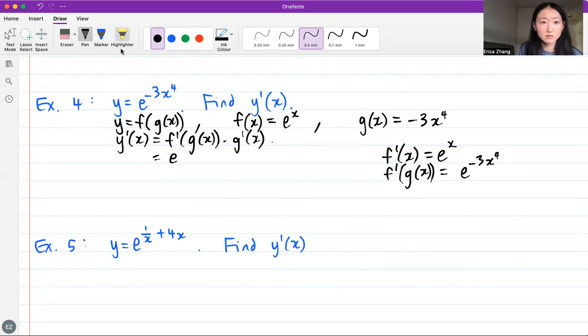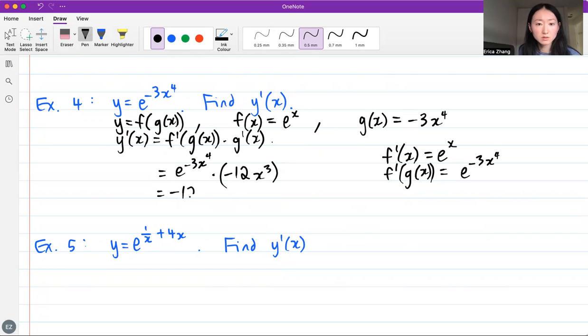Okay, so e to the power of -3 times x to the power of 4. Now the second part, g prime of x, well, we just apply the power rule. So -3 times 4 is -12. And now we have x to the power of 4 minus 1, which is 3. So just tidying this up a little, 12 times x cubed times e to the power of -3x to the power of 4.